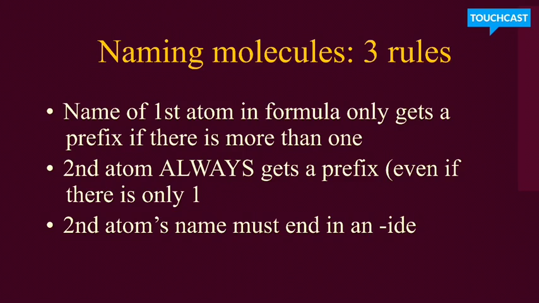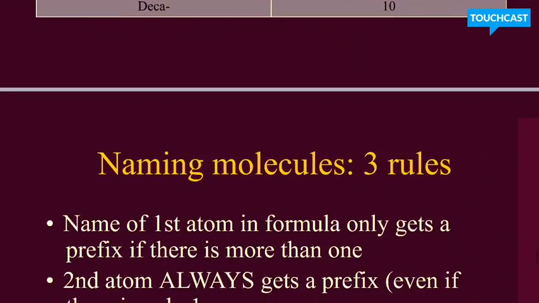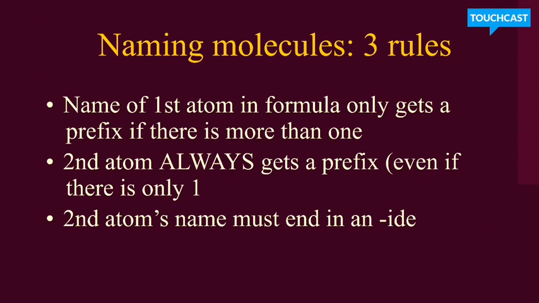The first atom in the formula only gets the prefix, these prefixes right here. It only gets a prefix if there's more than one in the formula. But the second atom always gets a prefix, even if there's only one. Remember, the prefix for one is mono. And the second atom in the name must end in an "ide."